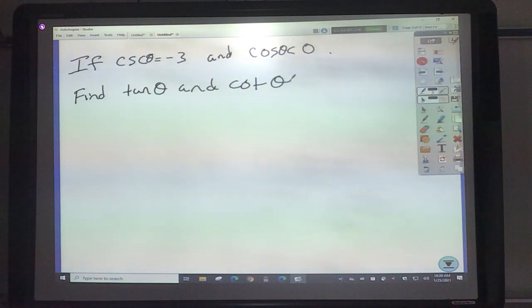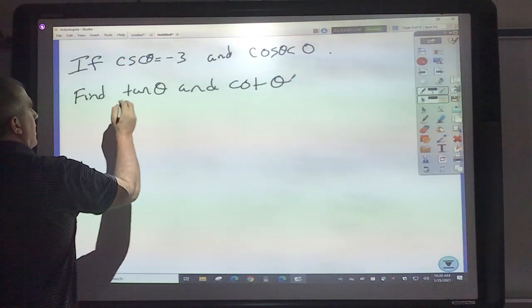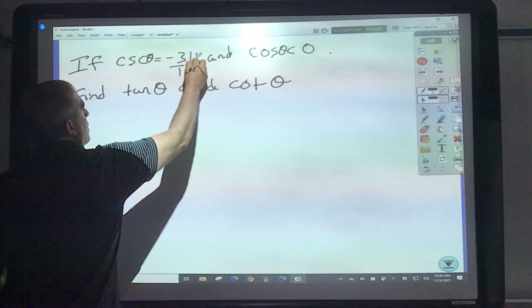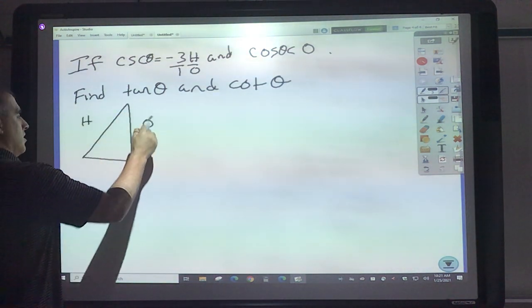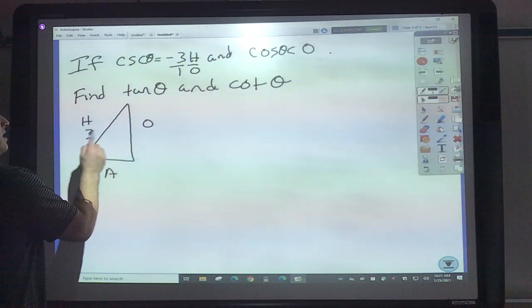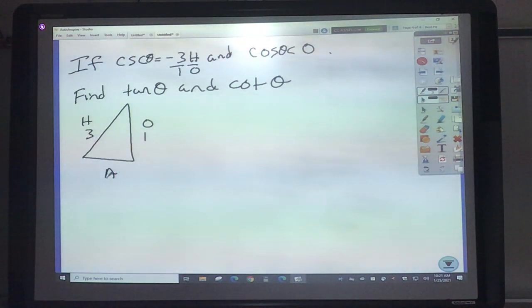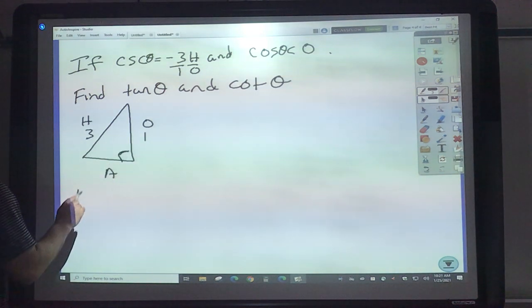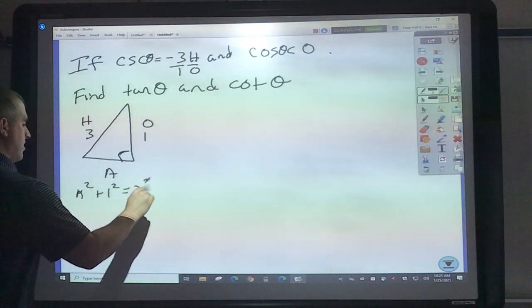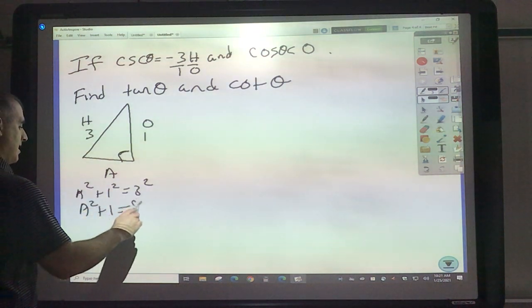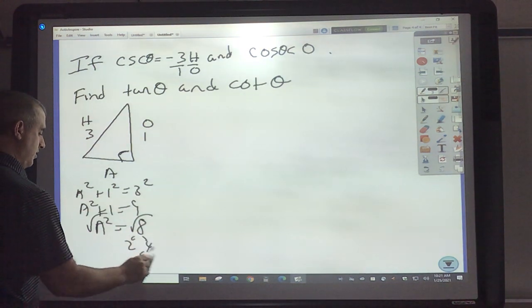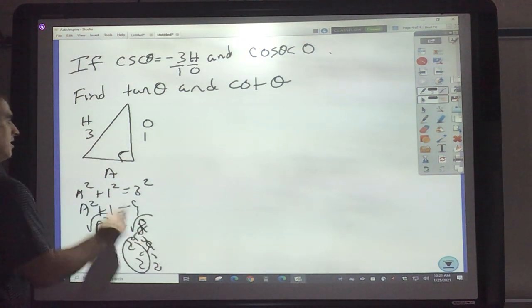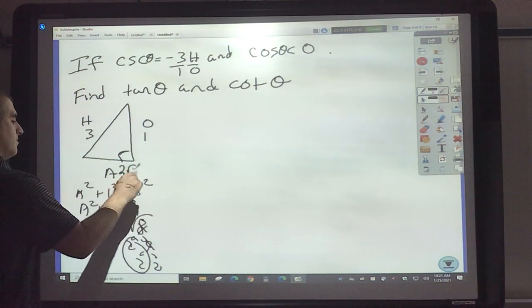So what we got here, pretty simply, I want to make that over 1. Cosecant is h over o. So h, o, a. That's 3, that's 1. I don't know the a in this case. I don't care about the negatives. So a squared plus 1 squared equals 3 squared. That's a squared plus 1 equals 9. That'd be a squared equals 8. Square root of 8, 2 and 4, 2 and 2. So this a will be 2 square root of 2.